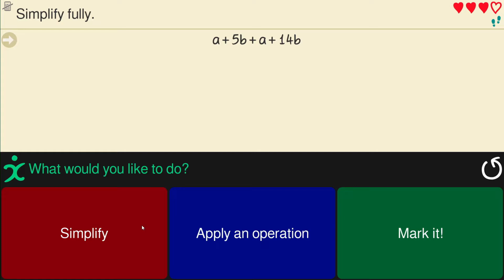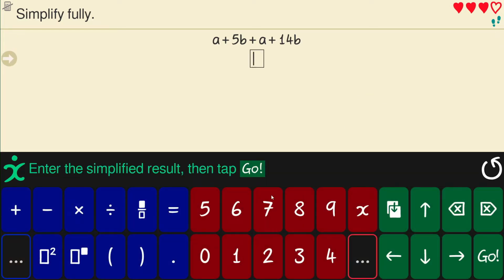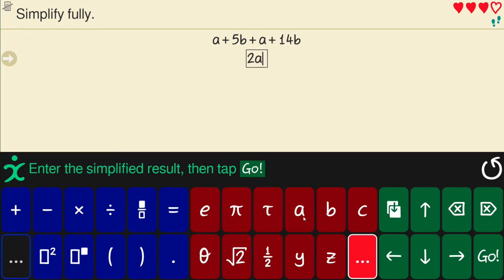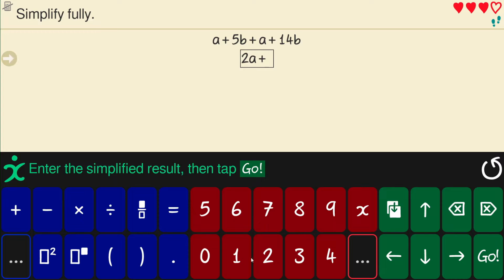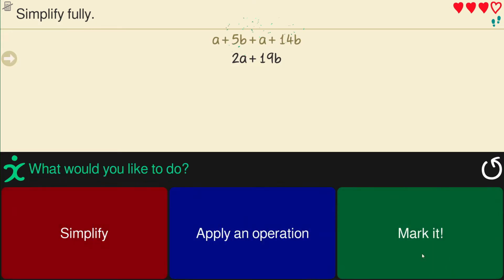I need to simplify this. I'm in step check mode to start off with. So I've got like terms of A, and A plus an A is going to give me 2A. And then I've got like terms of B, 5B plus 14B is going to be 19B. I hope. There we go, like that.